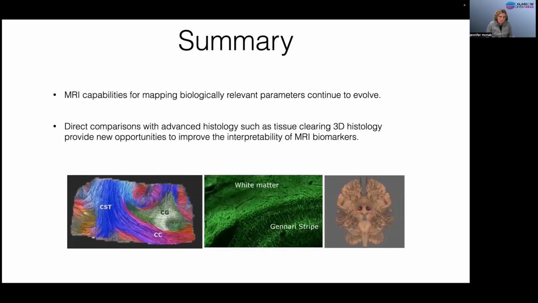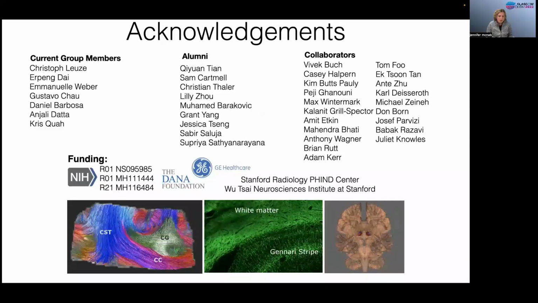So in summary, MRI capabilities for mapping biologically relevant parameters continue to evolve. Direct comparisons with advanced histology, such as tissue clearing 3D histology, provide new opportunities to improve the interpretability of MRI biomarkers. I want to thank my group members and my funding sources and the organizers and participants here again for the opportunity to participate.